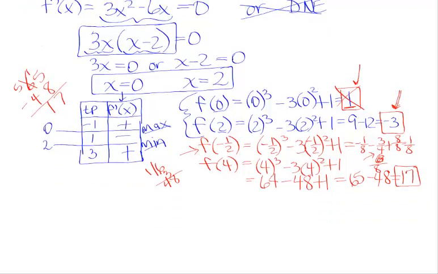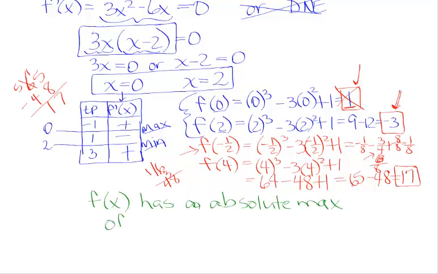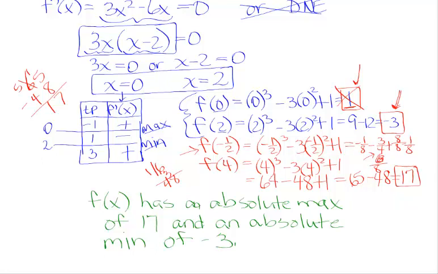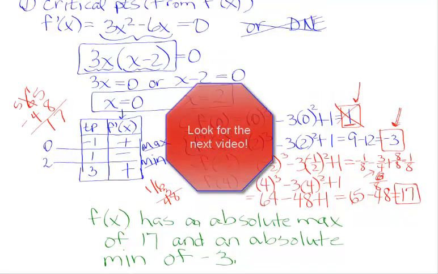So I would answer this question: f of x has a global or absolute max of 17 and an absolute min of -3. We have now answered this question. And that's, again, what your work should look like.